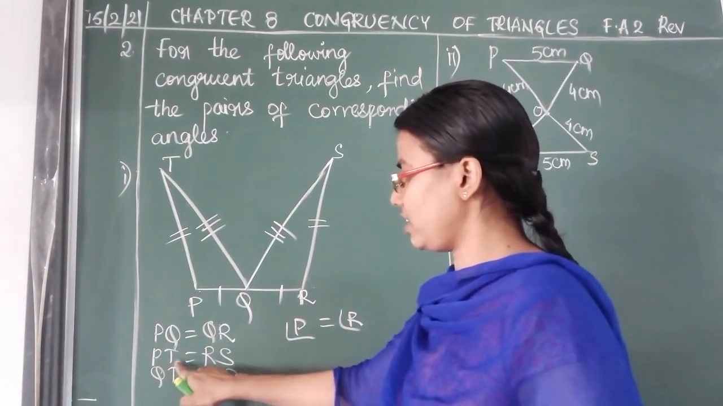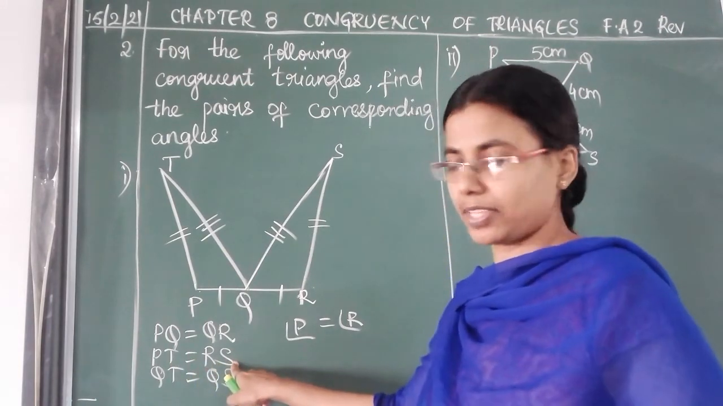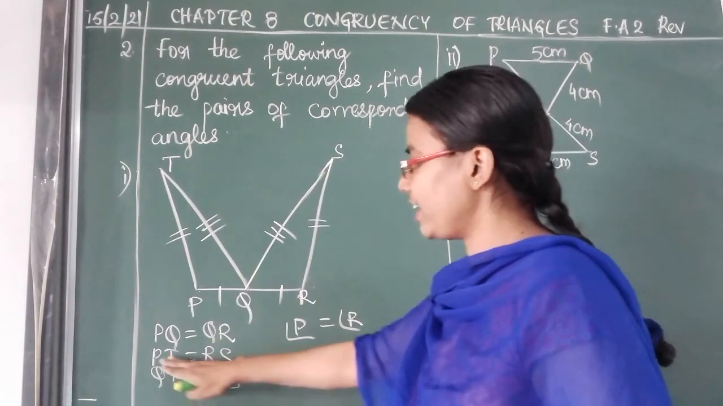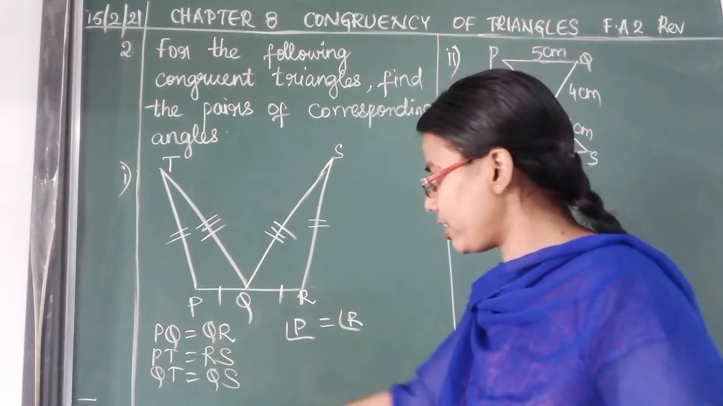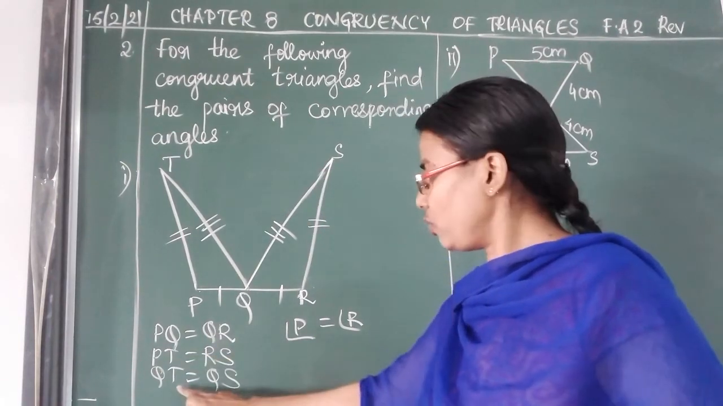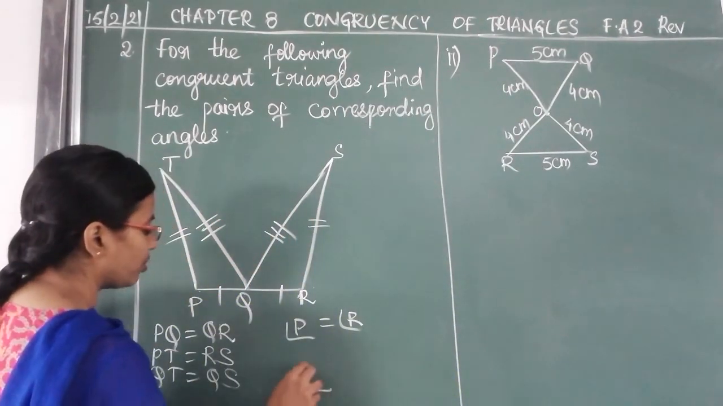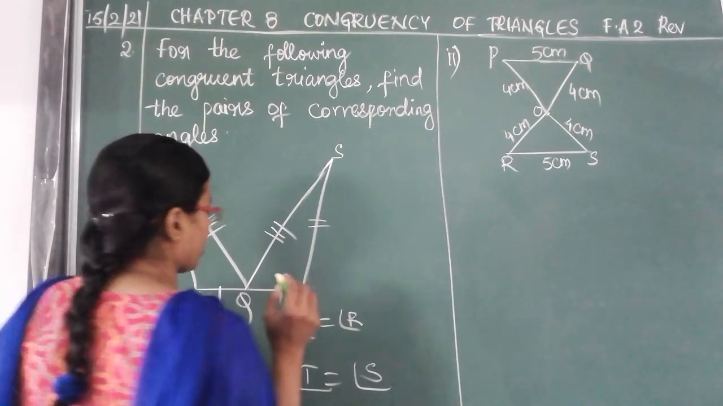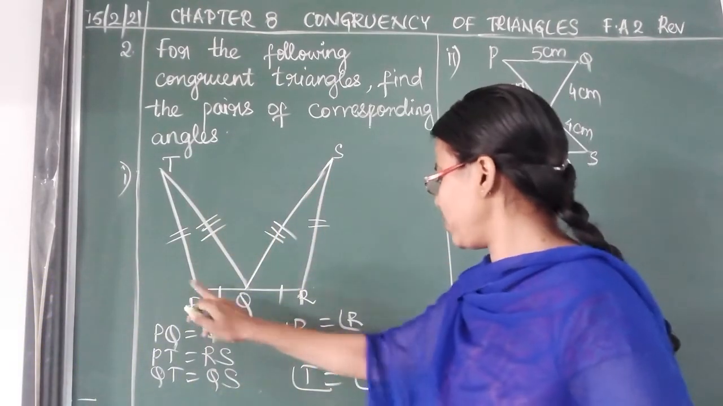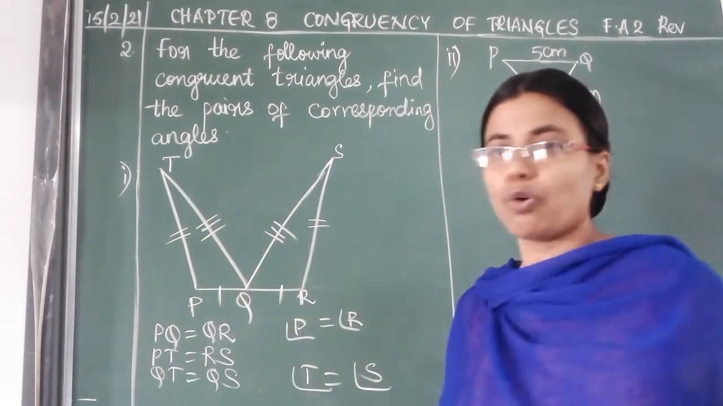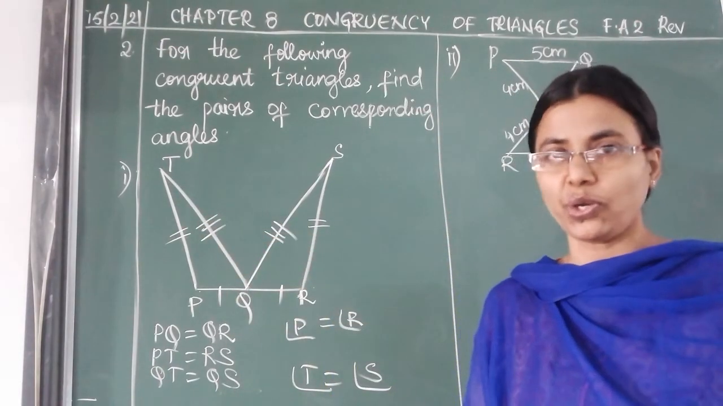Now here PT and RS. Let us leave this for some time. Let us write the last one. QT and QS. Q and Q is common, so angle T is equal to angle S. So here angle P we have finished writing, R we finished, S we finished, T is finished. What is left out? Q.